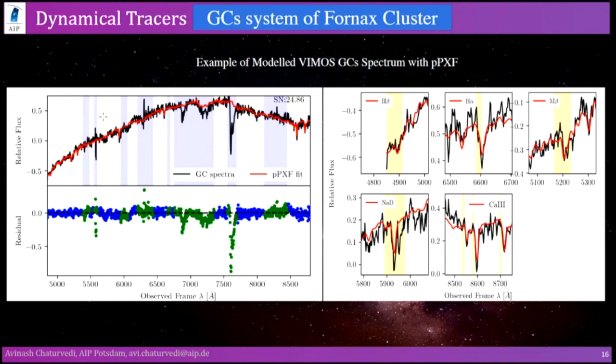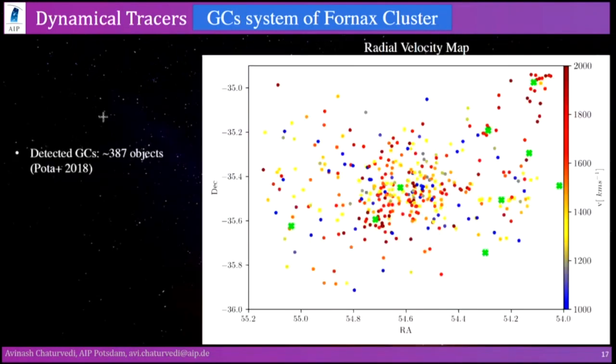And before I show you how many globular clusters we detected, I would like to show you this plot, basically the radial velocity map of globular clusters. This data set was previously analyzed in 2018. What you see here is that each dot is a globular cluster, color-coded with its line of sight velocity. And the green crosses represent the major galaxies in the central 1 square degree of Fornax. The central one is NGC 1399.